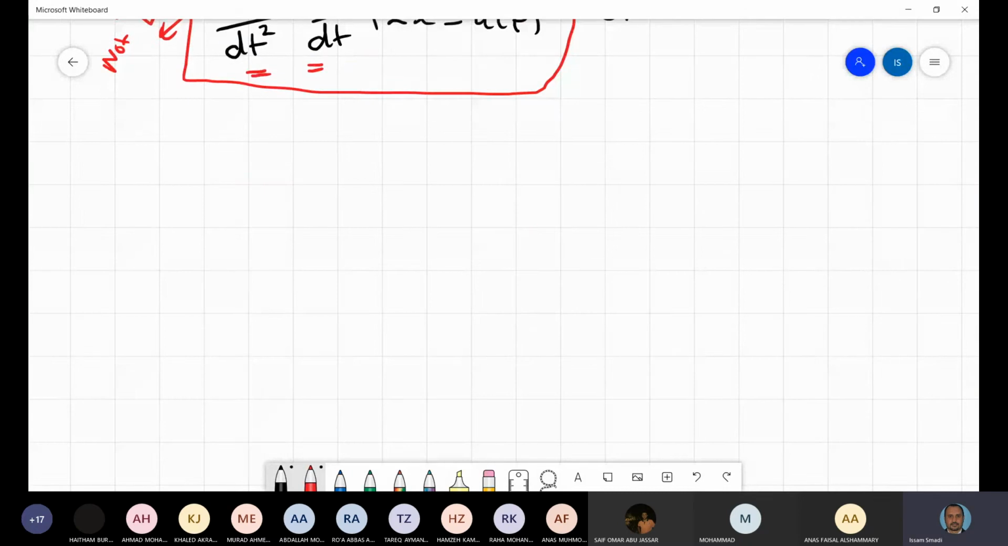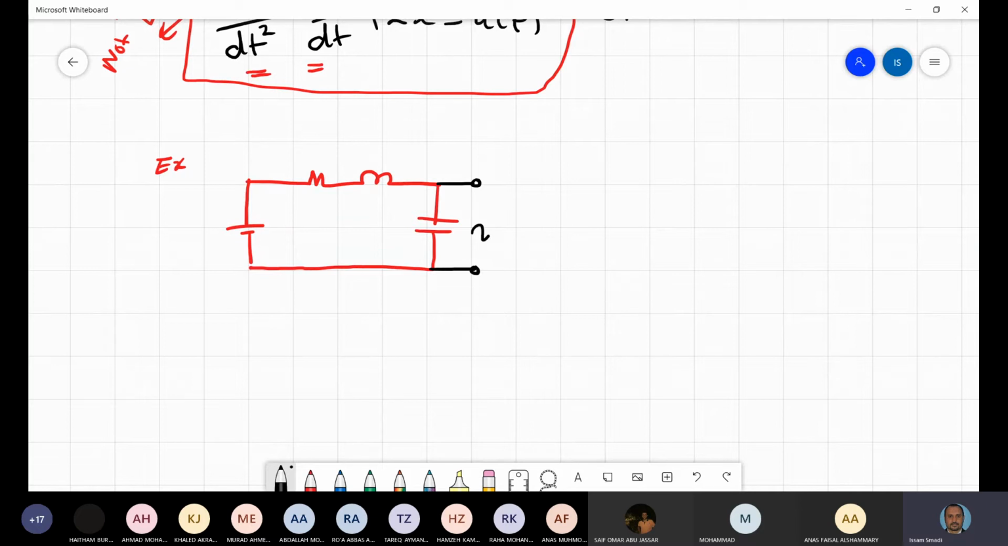Now let's assume we have another example here. Let's assume we have an R, L, and C circuit. Let's assume this is my output. I'm interested here in V out, and this is the Vn. I need to find the mathematical model that represents the relation between the output and the input. This is the R, this is the L, and this is the C. This is a very simple problem, I can solve it using KVL in the series circuit.